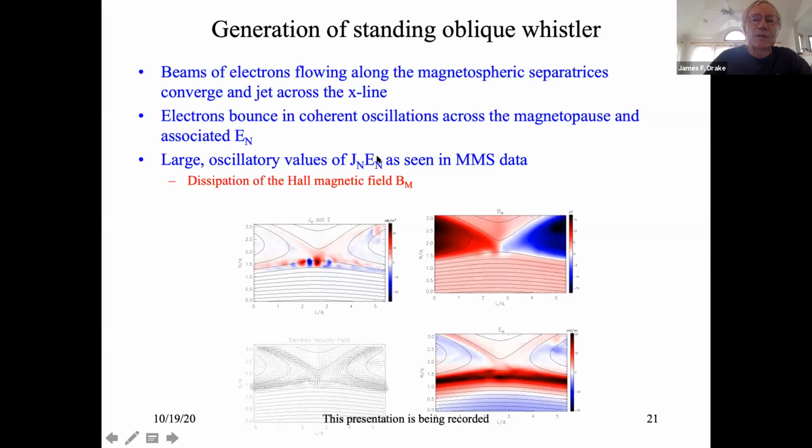And it's a big surprise, but the dominant J dot E is actually J_N E_N, and this has been confirmed by recent MMS observations. And that actually corresponds to dissipation of the Hall magnetic field, the out-of-plane component of the magnetic field. So this field gets annihilated in this intense region here.